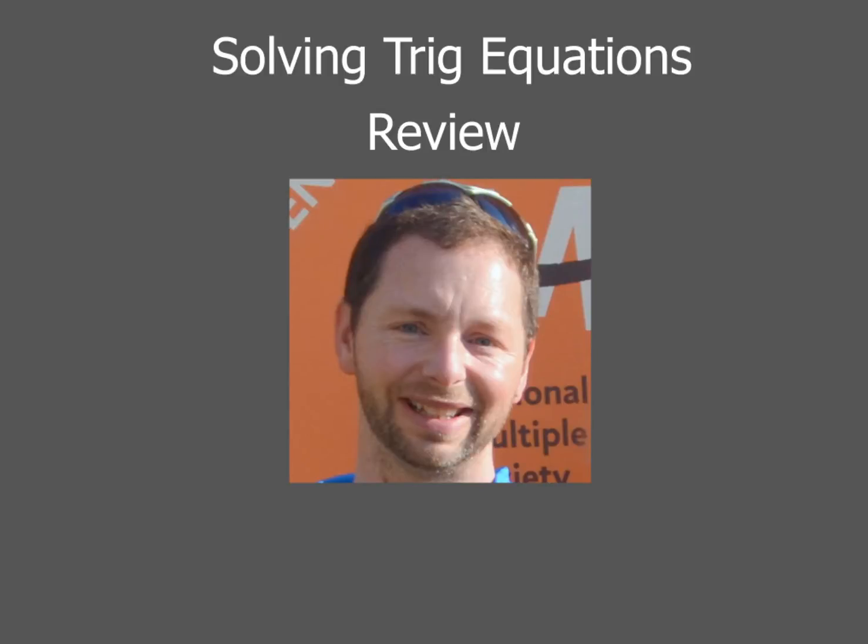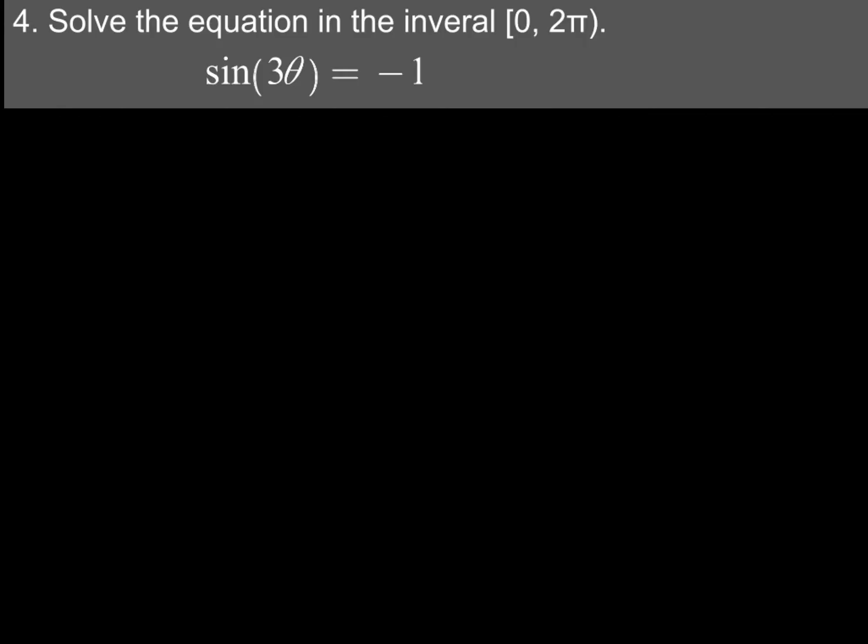This is Mr. Muscarella coming at you, and we're going to take a look at solving trig equations review problem number 4. All right, so here in problem number 4, it says solve the trig equation in the interval 0 to 2 pi. We have sine of 3 theta equals -1.